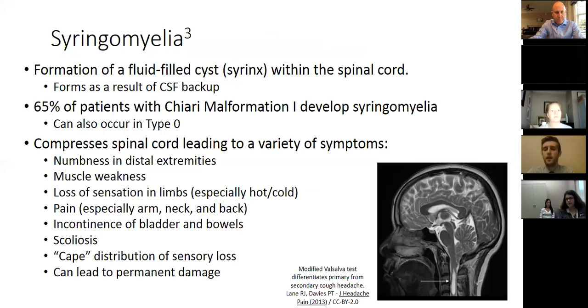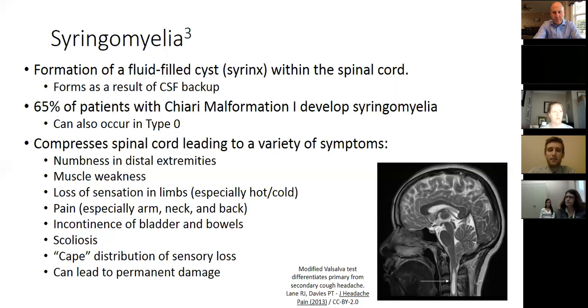Okay, and kind of like we talked about earlier, syringomyelia is a disease that commonly accompanies Chiari malformation, especially in more severe cases. So it's the formation of a fluid-filled cyst within the spinal cord as a result of CSF backup. Basically, the cerebrospinal fluid tries to flow around the spinal cord in its normal area, and when that's occluded, the pressure builds up and it has to find somewhere to go. And sometimes this leads to it actually going through the middle of the spinal cord and creating a cyst inside.